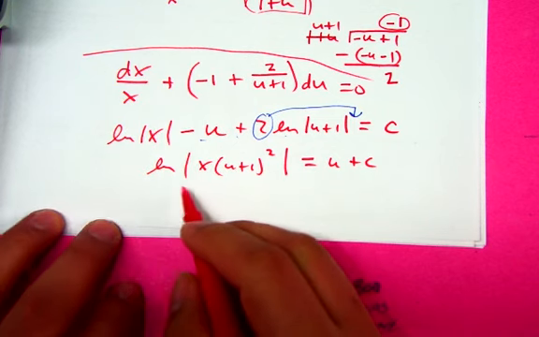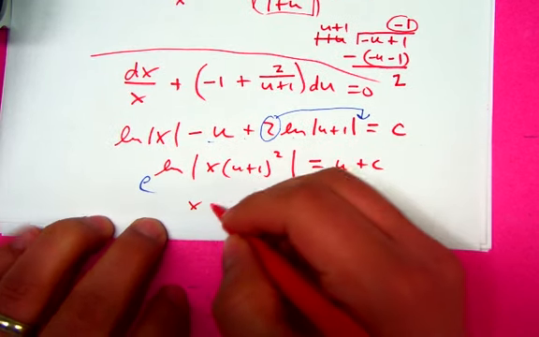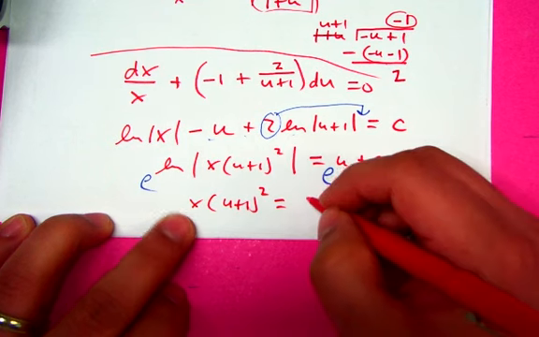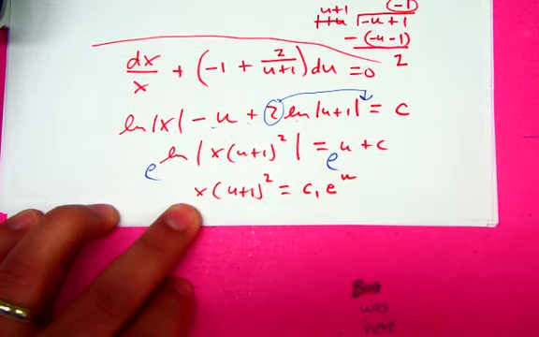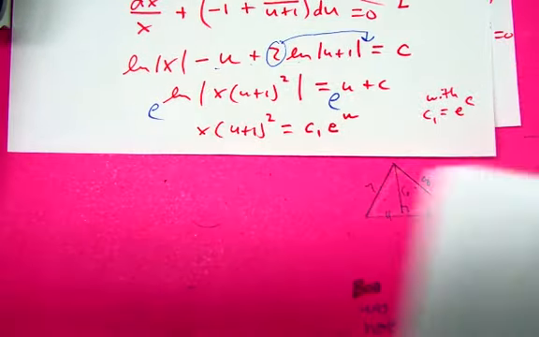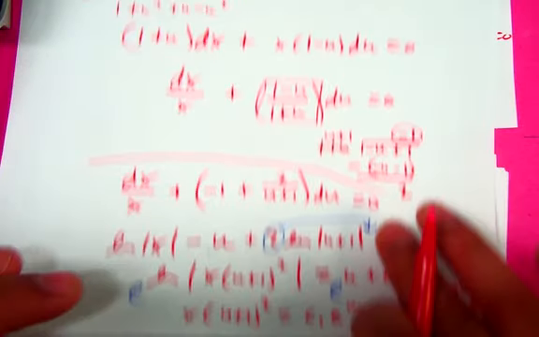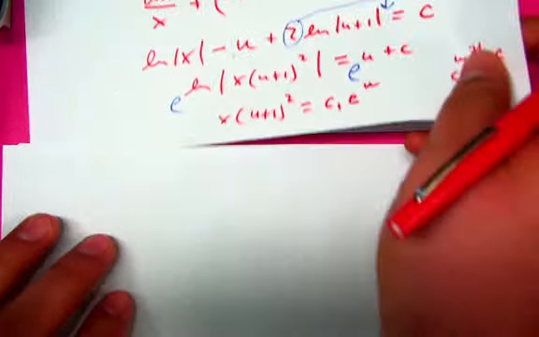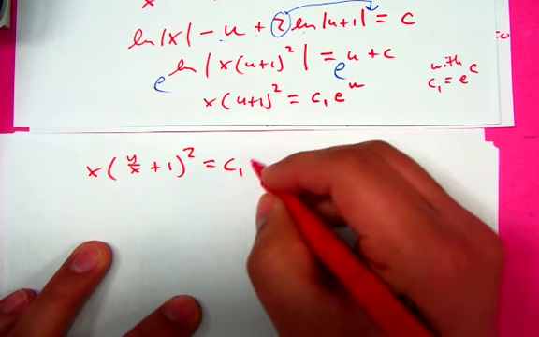Okay, I will exponentiate both sides. So that now we get x times u plus 1 squared equals c1, a new constant, times e to the u. What's c1? e to the c. Let's replace u, going all the way back. What is u? u is y over x. So we have x times the quantity y over x plus 1 squared equals c1 e to the y over x.